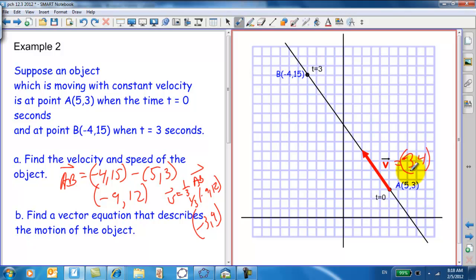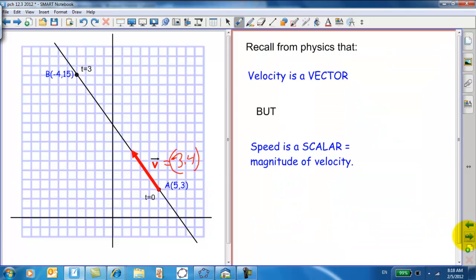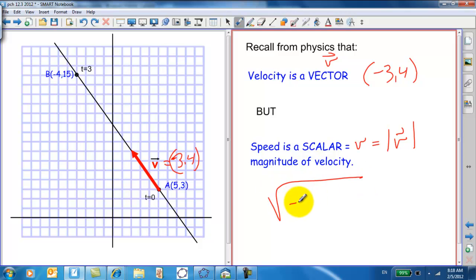Now, notice the velocity is a vector. Speed is a little different, though. To come up with our speed, we had a velocity vector of (negative 3, 4), but speed is a scalar, it's the magnitude of velocity. So if velocity is written with a little arrow over it, speed is written like this, without the arrow, and it means the magnitude of the velocity. So our magnitude equation is just the square root of a squared plus b squared. Negative 3 squared plus 4 squared is equal to 5.